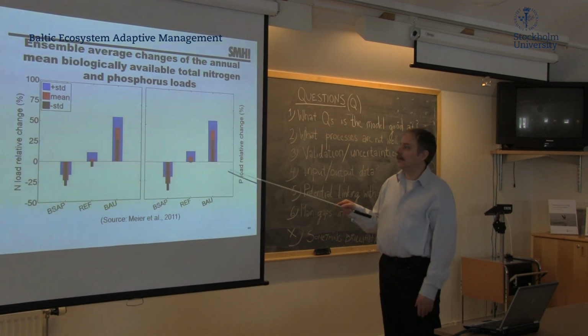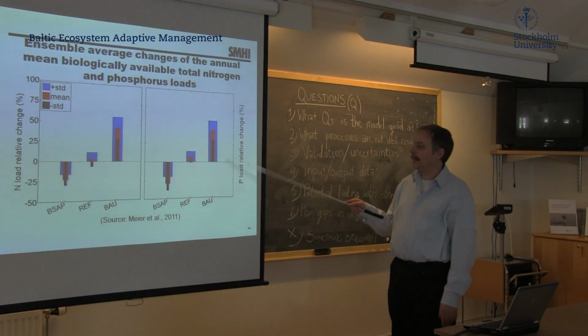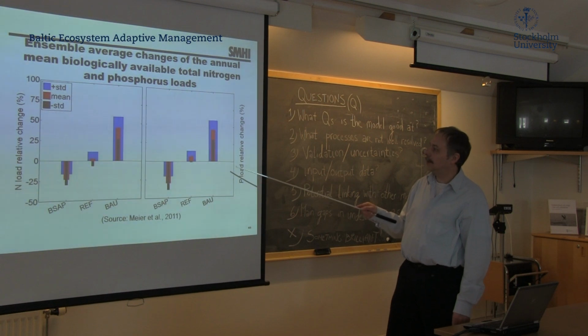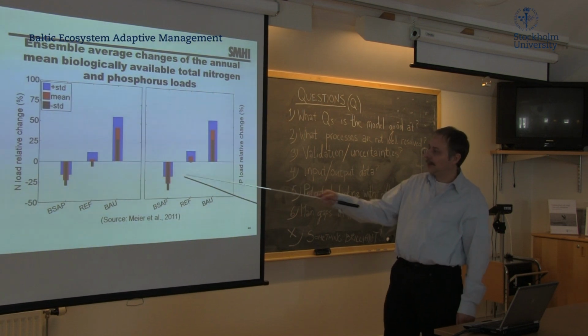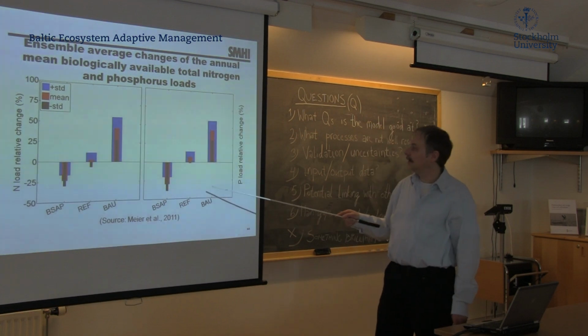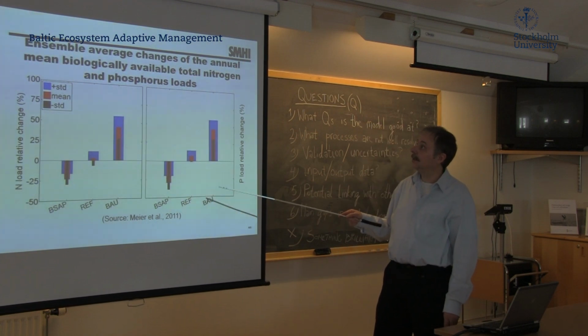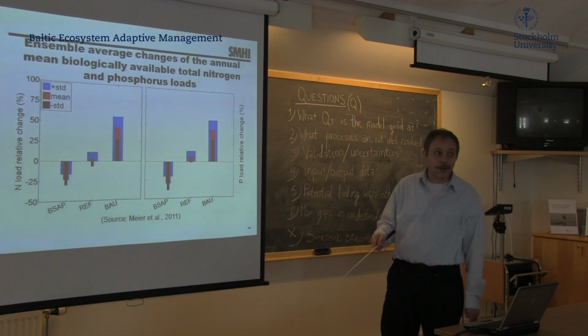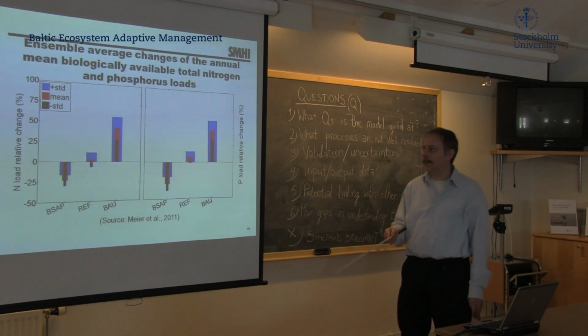So to wrap up, well, no, not to wrap up, but to add a little bit more information to the nutrient loads. I told you Baltic Sea Action Plan and business as usual. One is a reduction, one is an increase. To the left we have actually the nitrogen loads, to the right the phosphorus loads, and here it's a sum of all the loads from the atmosphere and from the land.